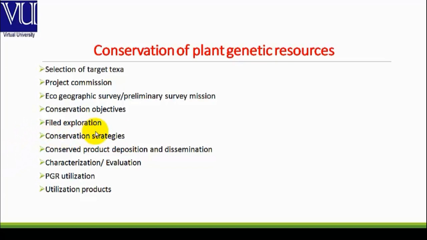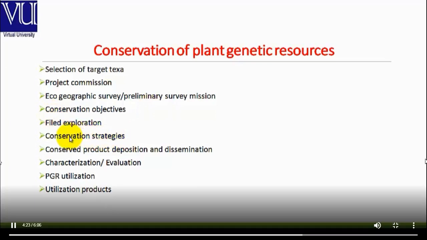Field exploration. Field exploration visits competing potential sites indicated as having a high level of target species and genetic diversity by the ecogeographic survey or the preliminary survey, to identify specific locations where target species and genetic diversity are to be conserved in genetic reserve. The next step is about different strategies which we adopt for this conservation.